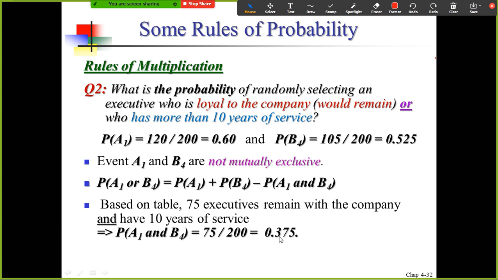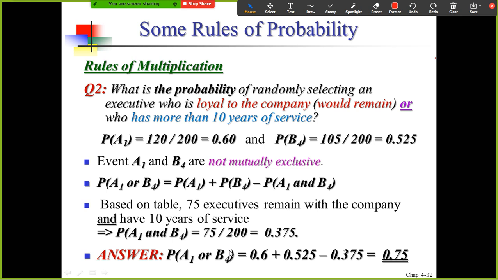375. Okay, so 75 remain and have more than 10 years. So the answer is 0.75, because we want to see would remain or more than 10 years. It means that when we randomly select one executive, if he or she says yes, I remain, it satisfies our condition. Or he or she works more than 10 years, okay, or satisfies our condition.